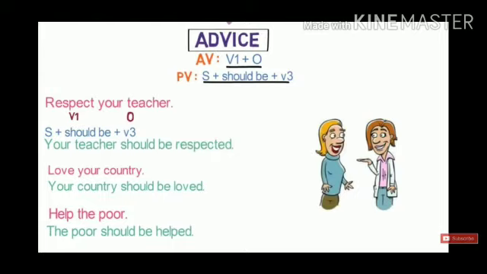Next sentence, love your country. In passive voice, love your country is changed to: your country should be loved. Next one, help the poor. The poor should be helped.